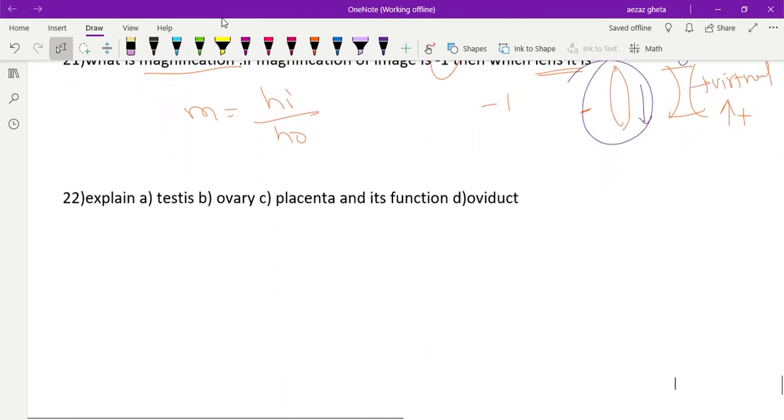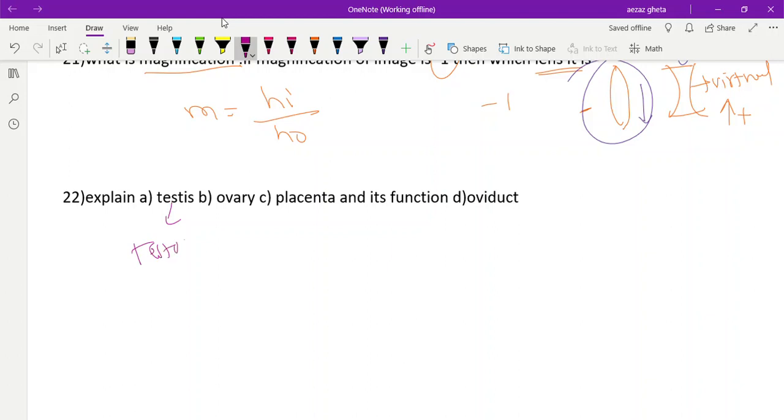Right. Explain testes. You have to elaborate the answers. Testes produce hormones. What hormone is produced by the testis? Testosterone, not progesterone, which is responsible for secondary sexual characters. Testis produces sperm, correct? A pair of testes is present in a bag-like structure.